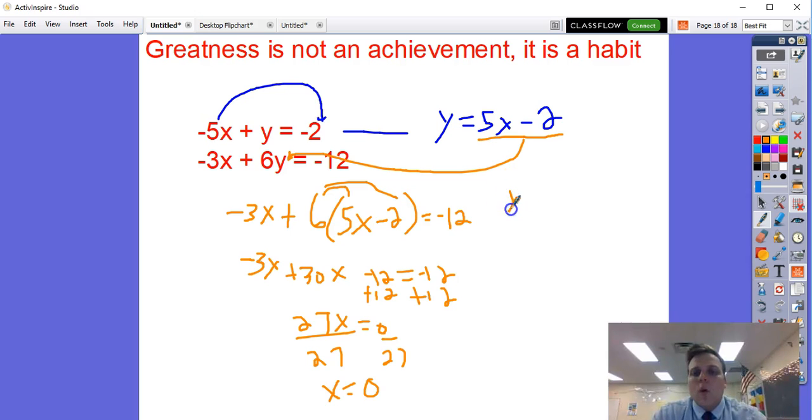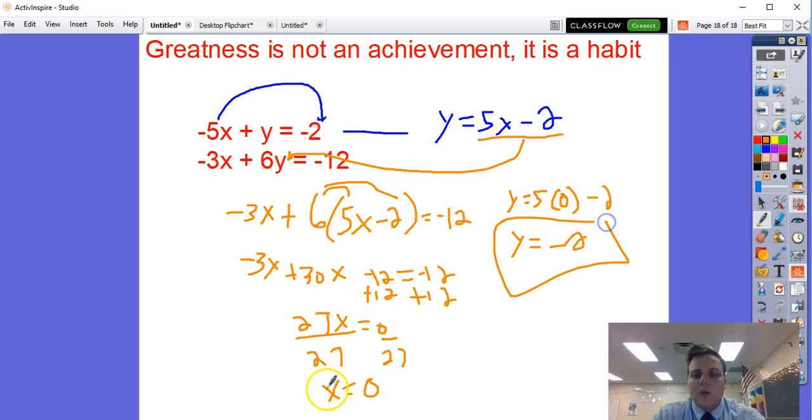So you can just say y equals 5 times 0 minus 2. See, I'm already going to have y by itself, so I'm not going to have to do any other work after I calculate this side. So that's why I chose that. So I can say y equals 5 times 0 is 0. 0 minus 2 is negative 2. So bam, there are your two answers: y equals negative 2 and x equals 0.